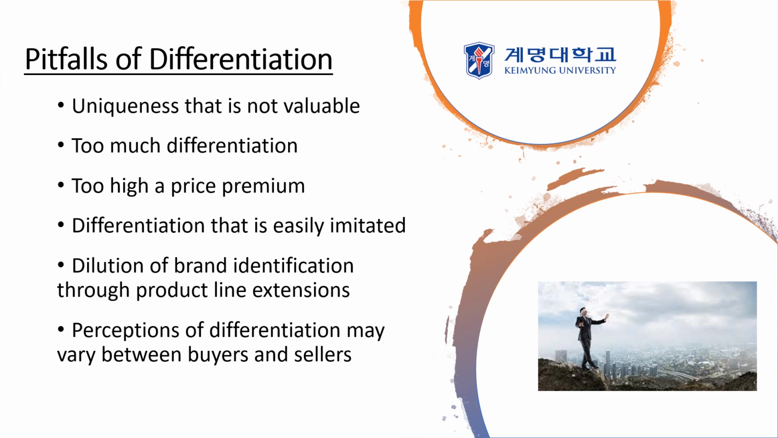Differentiation advantages can be eroded through imitation. Firms may also erode their quality brand image by adding products or services with lower price and less quality, thus confusing the customer. Companies must also realize that although they may perceive their products and services as differentiated, their customers may view them as commodities.